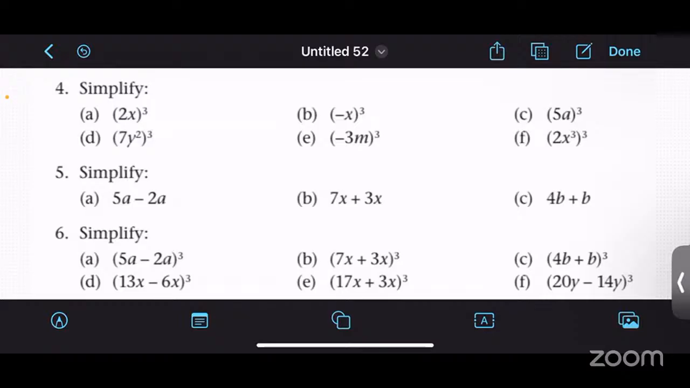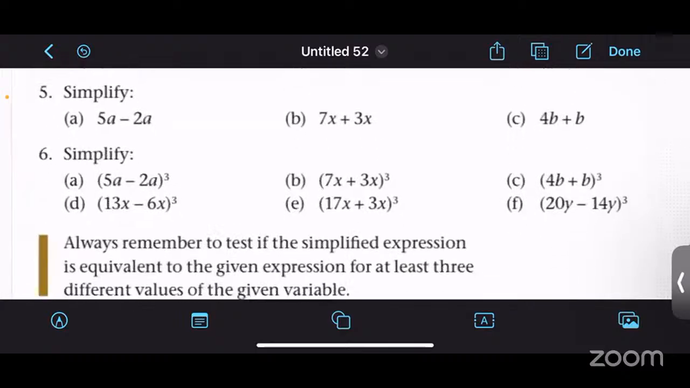Perfect. And we see where E we have negative 3m to the power of 3. How are we solving that? Ma'am, it's going to be negative 3 to the power of 3, and then m to the power of 1 times 3. And then it gives me negative 27m to the power of 3. Negative 27, perfect.